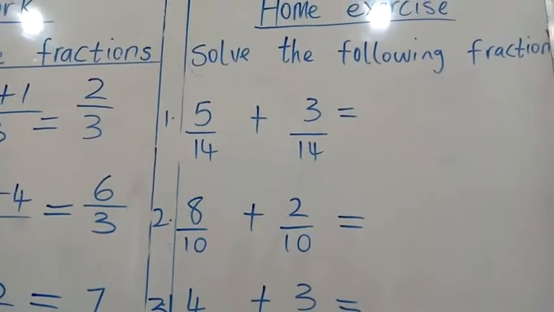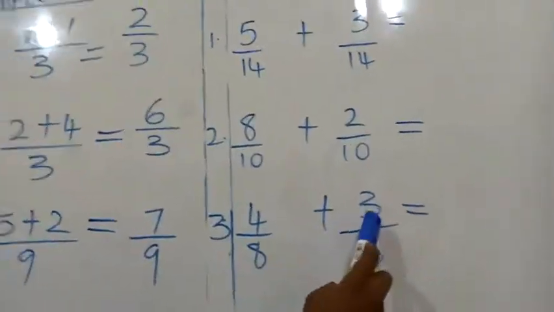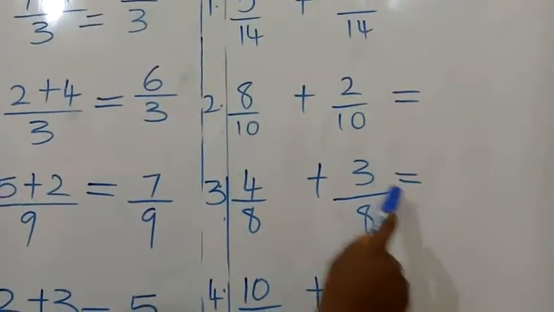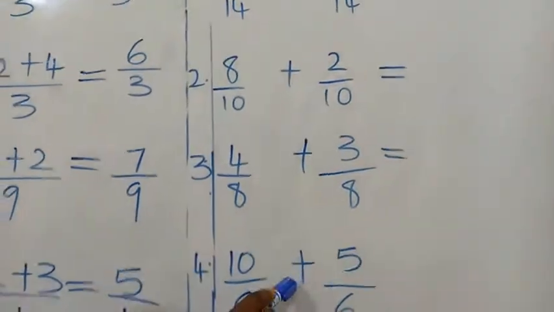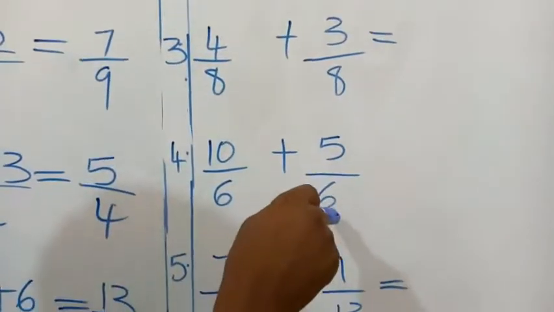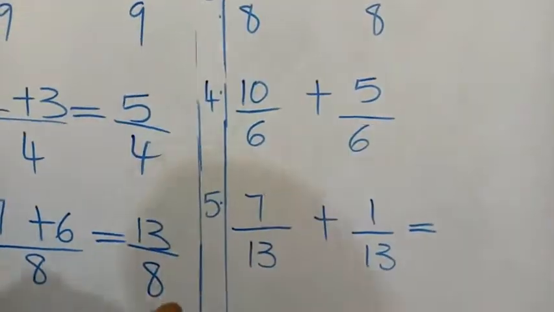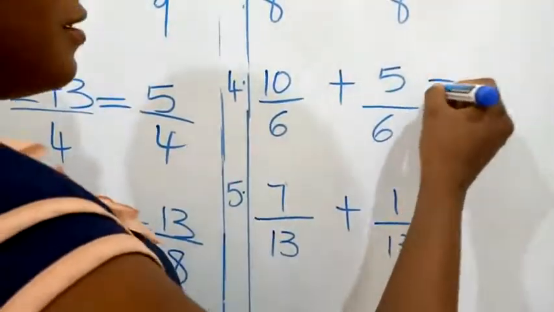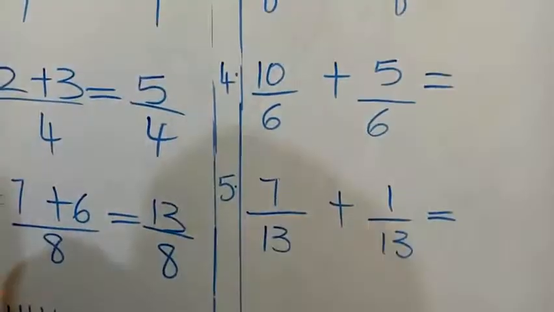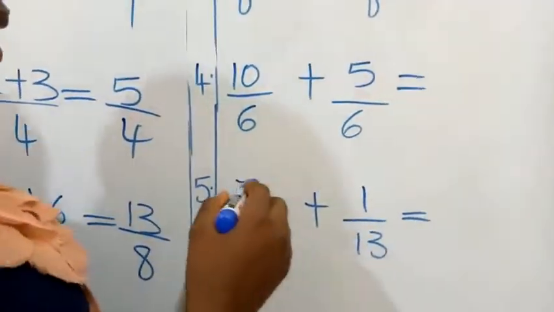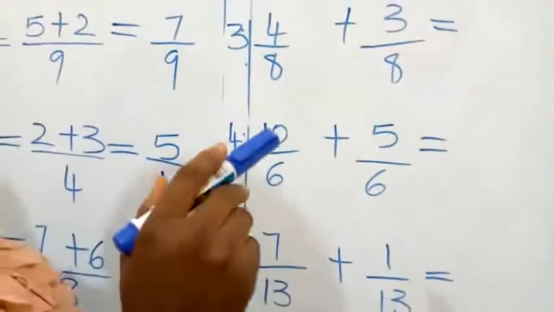You find out. Number 3 is what? 4 all over 8 plus 3 all over 8 will give us what? You solve it. The next one is 10 all over 6 plus 5 all over 6 will give us what? You find it out. The next one is 7 all over 13 plus 1 all over 13 will give us what? You count 7, add it to 1, then you have your answer.